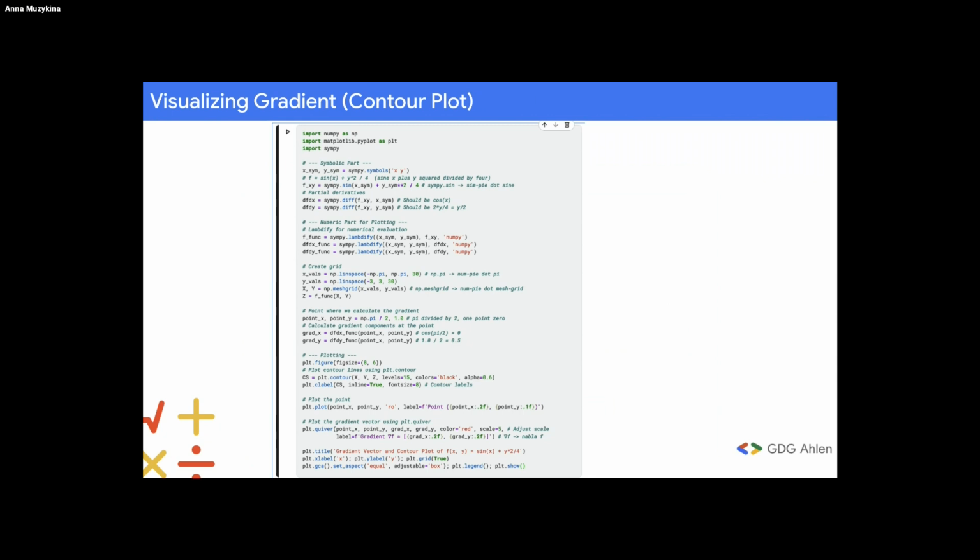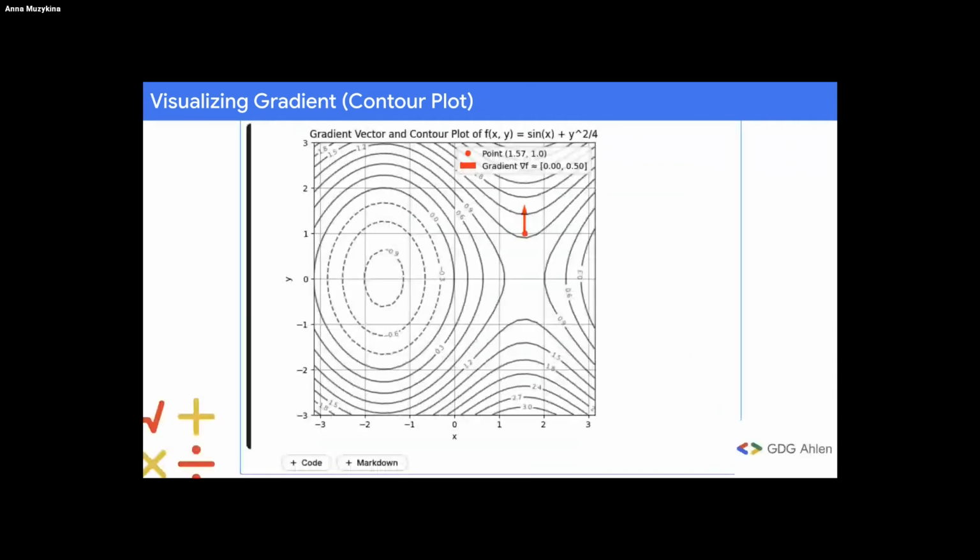The plotting code uses plt.contour to draw the contour lines of equal height, and plt.quiver to draw the gradient vector as a red arrow starting at the red point. If we run this code, we will see the next plot.